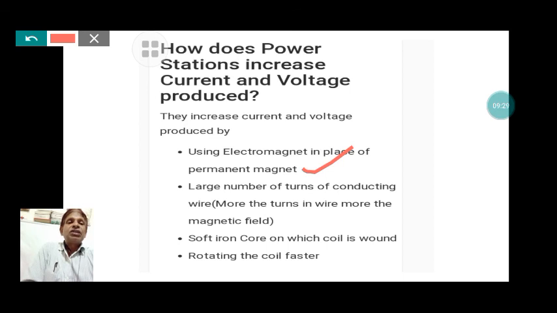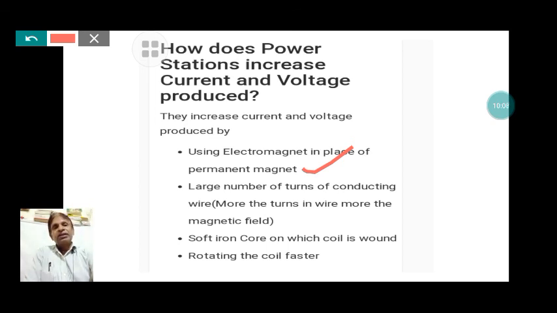Second is a large number of turns of the coil of conducting wire, which is called the armature coil. A large number of turns of the armature coil is used to produce a large amount of current. Third is a soft iron core on which the coil is wound. Fourth is rotating the coil faster. If the rotation of the coil on the axle is faster, then the amount of current is increased. These are the four ways by which we can increase the amount of induced current in the generator.